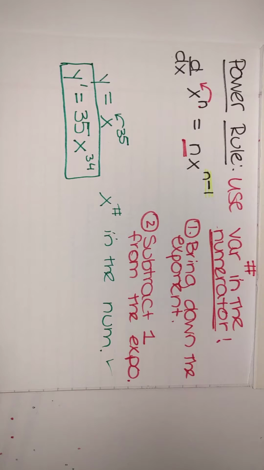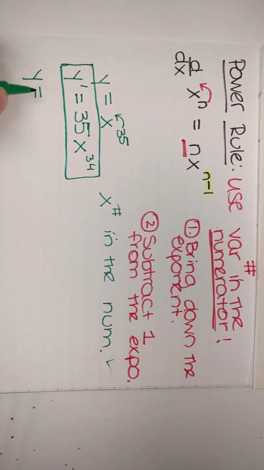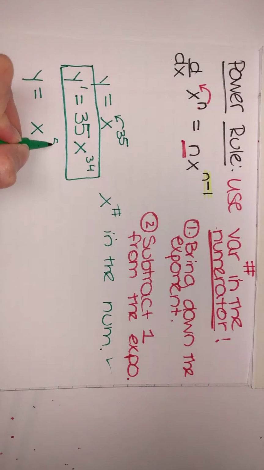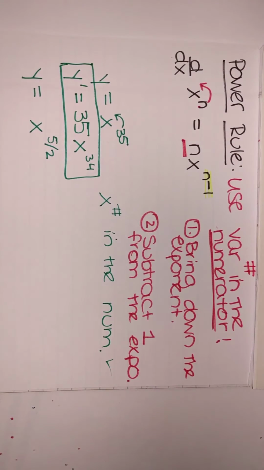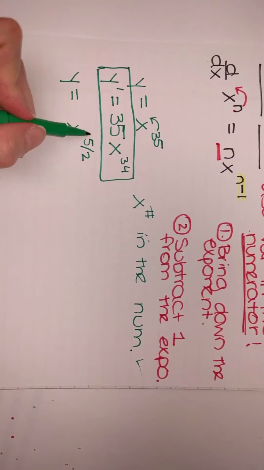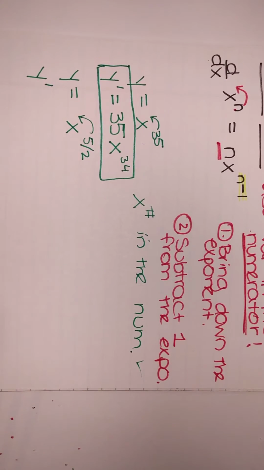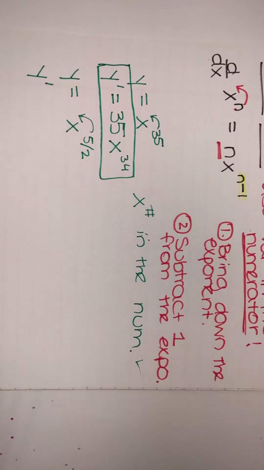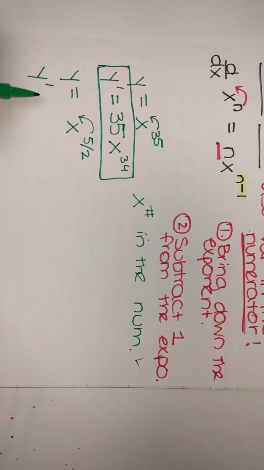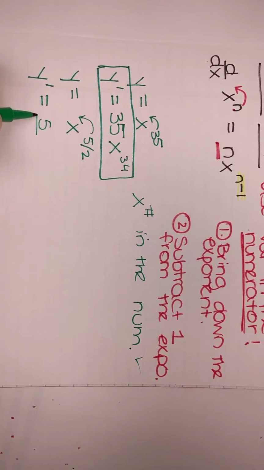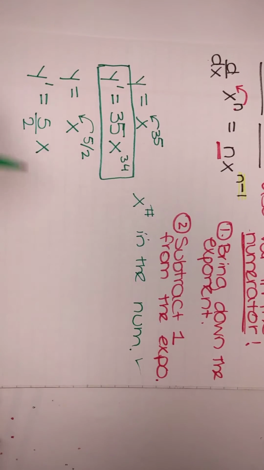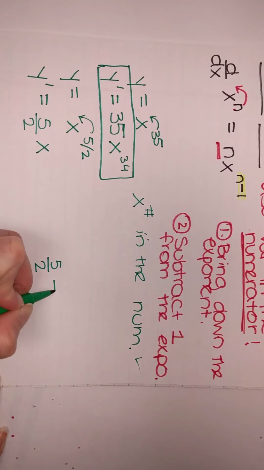All right, let's look at one quick next one. So let's say we have y is equal to x to the 5/2 power. In that case, what we're going to do is bring down the exponent. And again, we can do this because we have x to a number in the numerator. So the power rule is appropriate. So we bring down the exponent and we have 5/2 x, and then we take 5/2 minus 1.